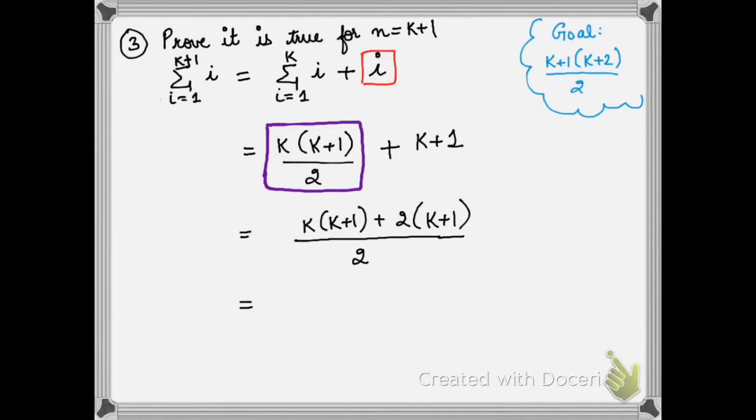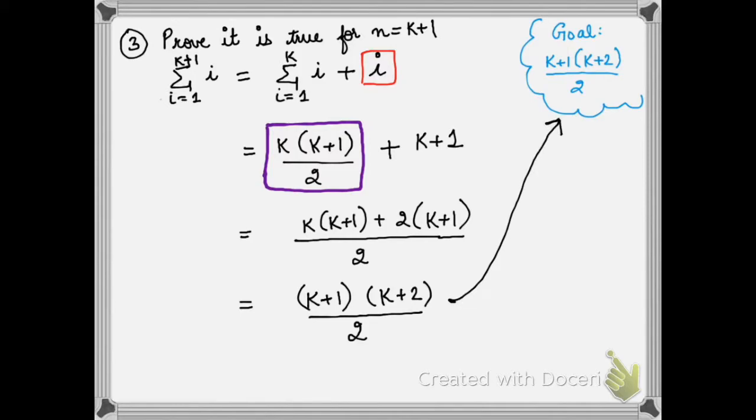I can take the k plus 1 as a common factor, so I have k plus 1 times k plus 2 divided by 2. And that is exactly what we wanted to reach here. As you can see, it is fairly simple and similar to the divisibility questions.